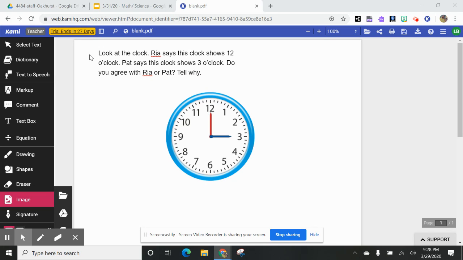It starts out by saying, look at the clock. Ria says this clock shows 12 o'clock. Pat says this clock shows 3 o'clock. Do you agree with Ria or Pat? And tell why. So let's go ahead and just take a second and review.